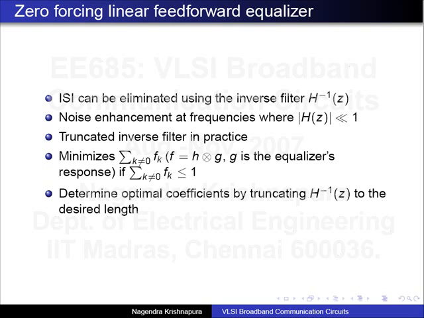So what we considered was a couple of things. Firstly, if the discrete time equivalent channel pulse response is h of z, then the ISI can be completely eliminated by h inverse of z, because the product is 1. Now the problem is there may be frequencies where h of z is much smaller than 1. This is because of nulls in the response and so on. If you have 1, 1 and 1, so 1 plus z inverse plus z inverse squared will have many nulls in it.